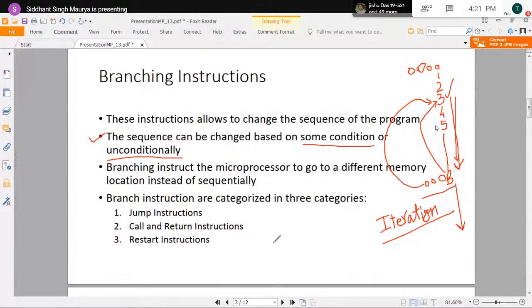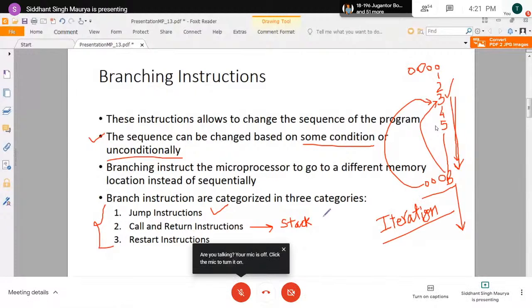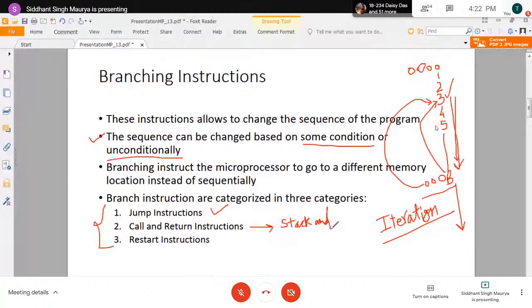Now, what are the three branch instructions that we have? Basically these three: the jump instruction in 8085, the call instruction and the return instruction. This will be discussed in detail when we see stack and subroutine. We will see this in more detail when we see stack and subroutine. This we will discuss later.